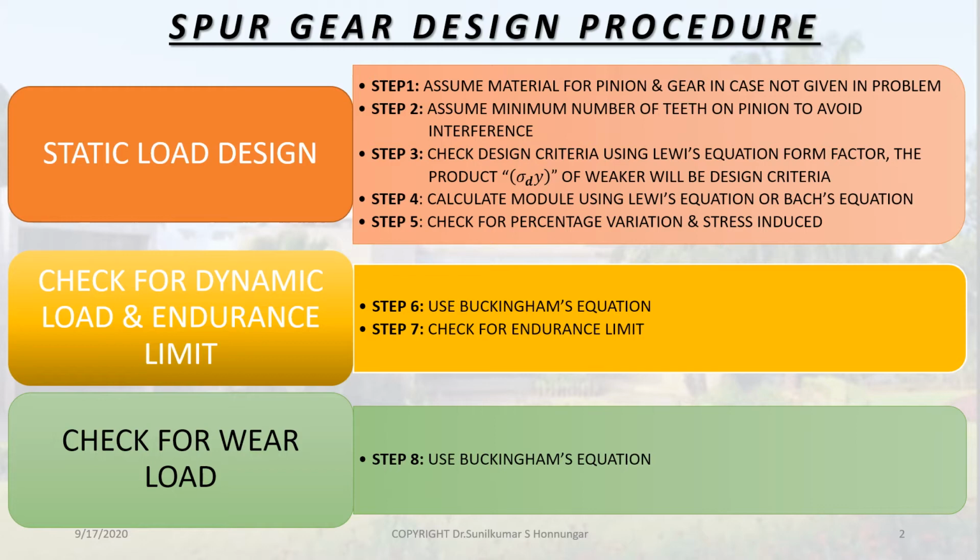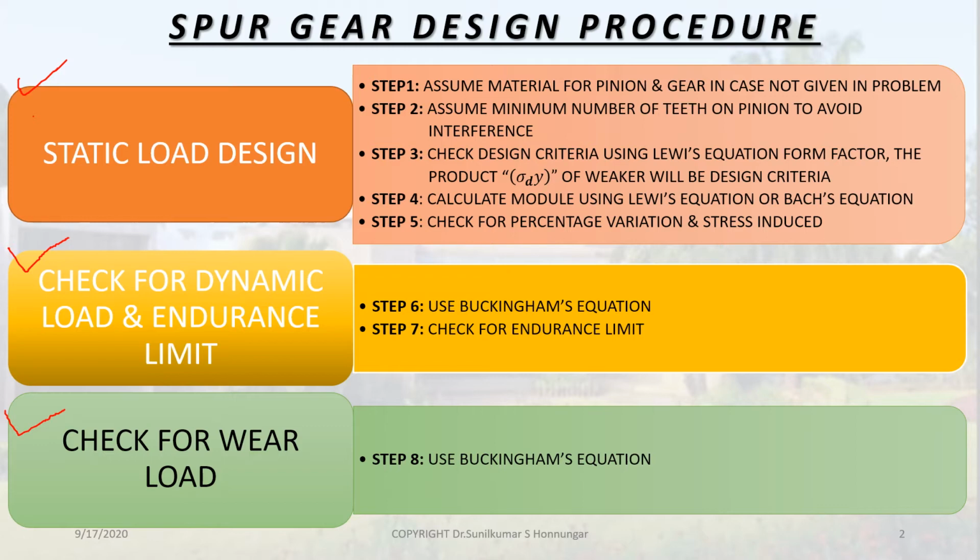As I mentioned in the previous video lecture, there are basically 3 criteria upon which the gear has to be designed. The first is static strength consideration, that is the Lewis equation. The second is the dynamic condition, that is Buckingham's equation, and the third is the wear load condition. The first one is static load design, the second one is a check for dynamic load and endurance limit. It is basically dynamic load consideration only, and the last one is the check for wear load.